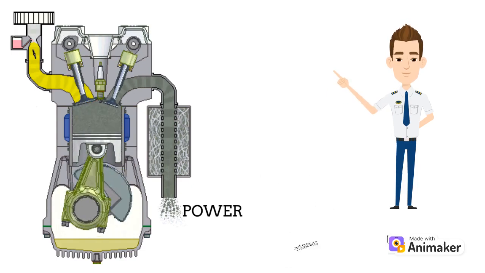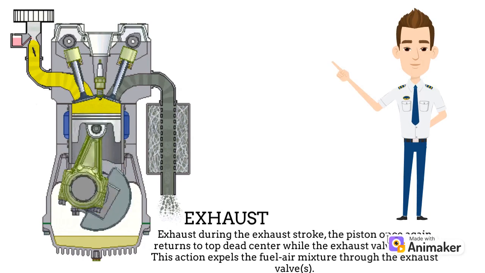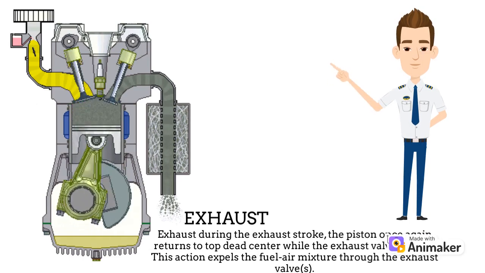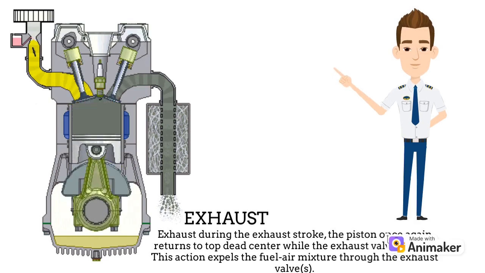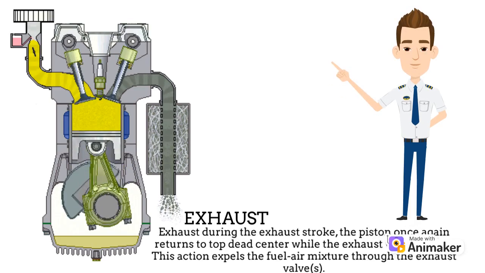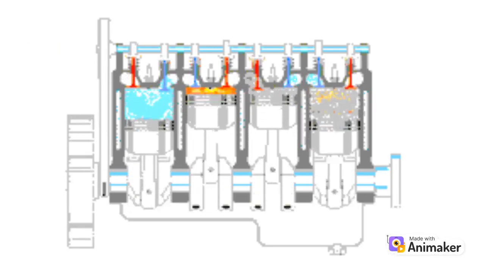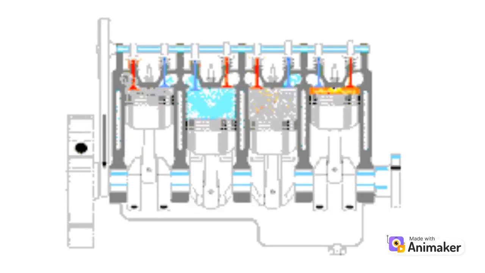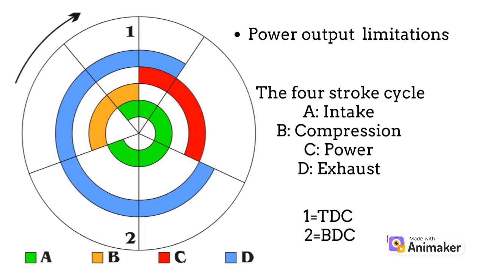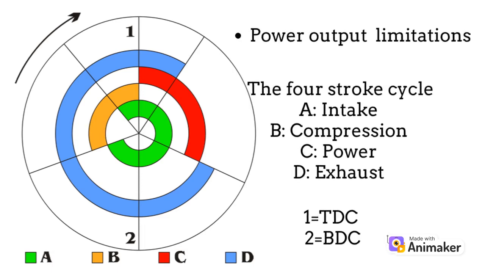Exhaust. During the exhaust stroke, the piston once again returns to top dead center while the exhaust valve is open. This action exports the spent fuel-air mixture through the exhaust valves. Power output limitations. The four-stroke cycle: A, intake; B, compression; C, power; D, exhaust.